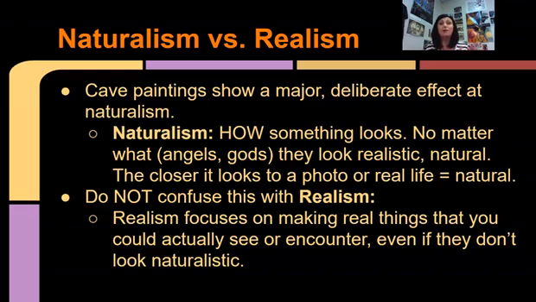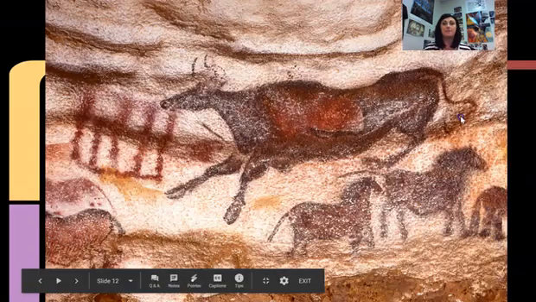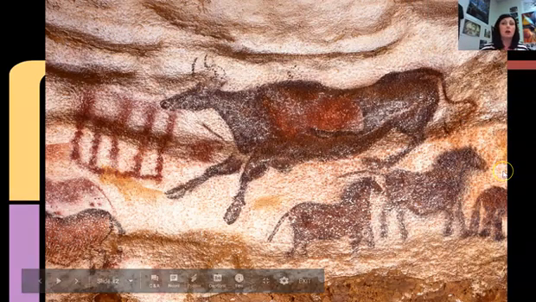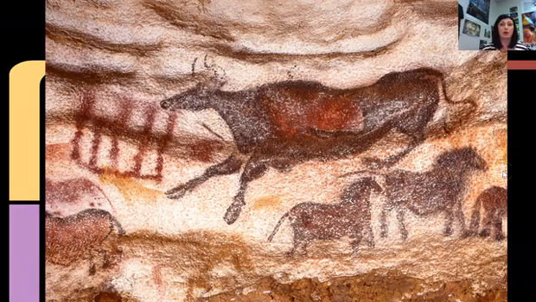Stylized is deliberately unnatural in how something looks, like the Venus figurines. So when we look at the cave paintings that we see all over the world, including in Lascaux, we see that they made a deliberate effort to make these animals natural, not the humans. The humans look very stylized, like very unnatural. You can realistically see that they're humans, but they don't naturally look like humans because they're basically stick figures.